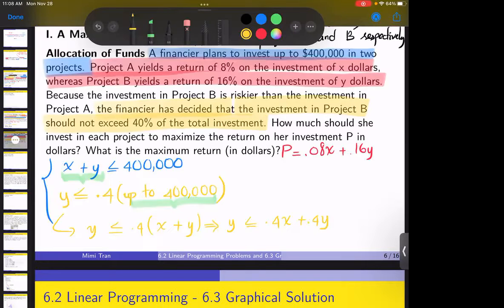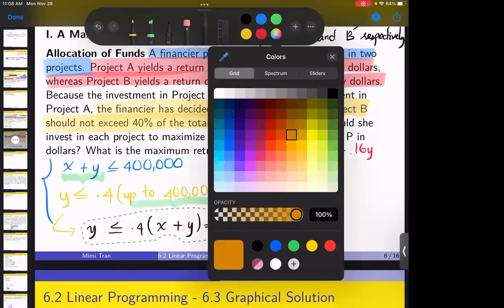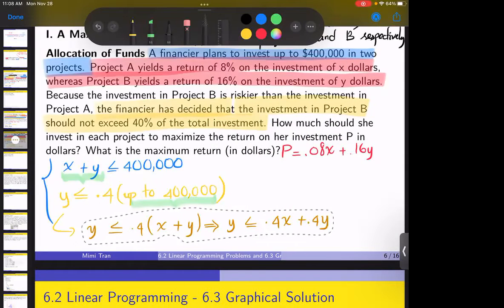Sorry, I know yellow is kind of difficult to see. Like a burnt orange, I guess.